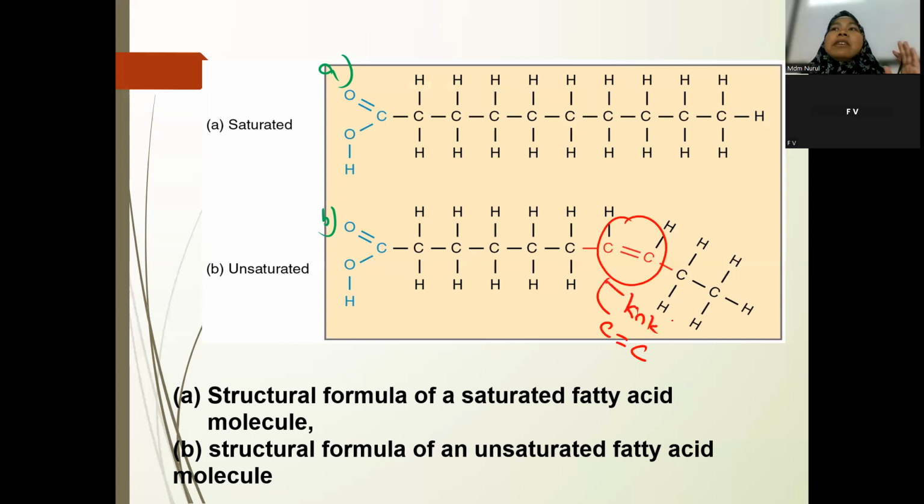So remember, what is the function of kink? Soalan ni suka tanya. What is the function of kink? What is the importance of kink? To prevent molecule from packing tightly, tightly pack ke, tak kisah. Asalkan maksud dia memastikan dia tak jadi padat at room temperature. Okay.